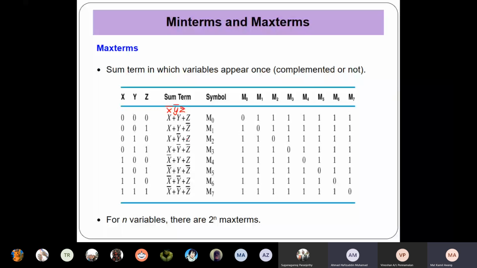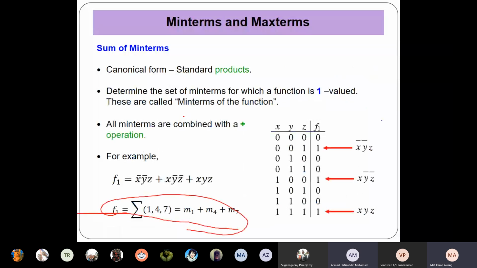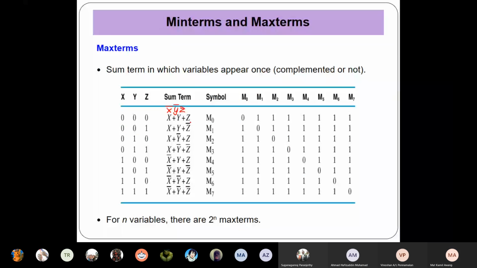So yeah, 0, 0, 0 is x plus y plus z. 0, 0, 1 is x plus y plus z bar. 0, 1, 0 is x plus y bar plus z. And so on until 1, 1, 1 is x bar plus y bar plus z bar. So if you compare this with the previous one, you see it is different. This uses the bar for the min term. For the max term, there is no bar, but it's a summation.